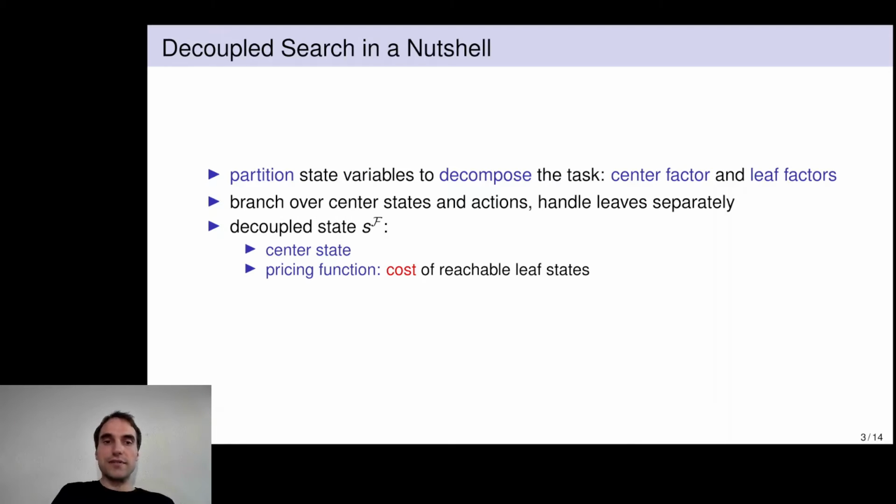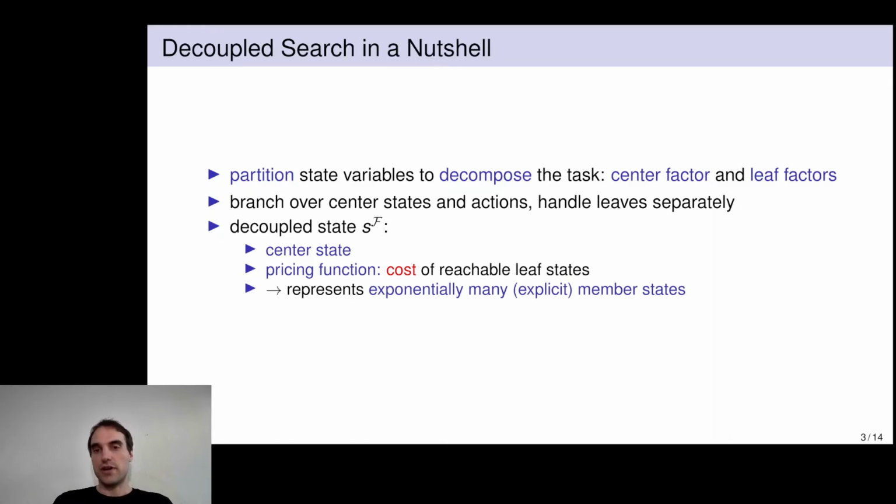So a decoupled state during decoupled search consists of two components. First, the center state, which is an assignment to the center variables only, and then a pricing function, which maps all of the leaf states to the cost of reaching them in the current decoupled state, which means that we need to compute all of the leaf states which are reachable, given that we are in the center state. Therefore, a decoupled state represents exponentially many explicit states, which are also called member states in that context.